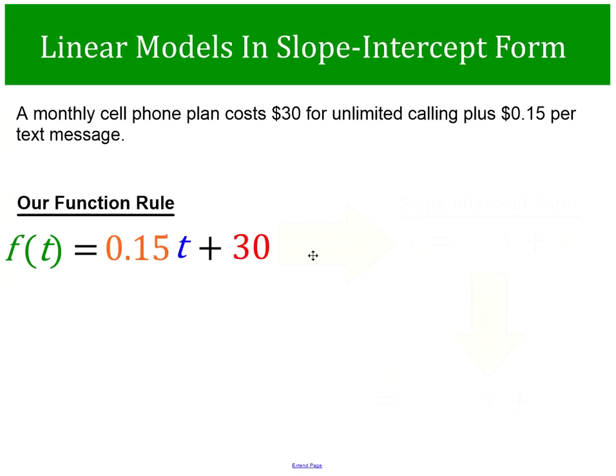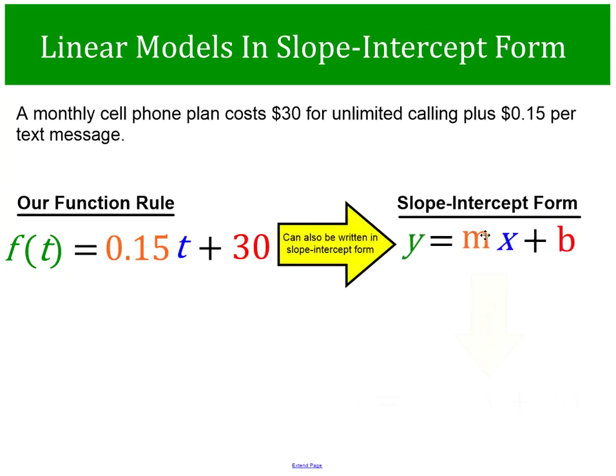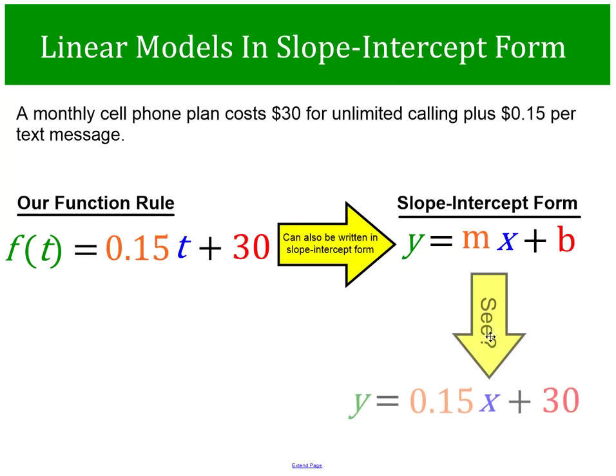Okay, so let's just bring this into context as well for slope-intercept form. That means that this is our function rule. It can also be written in slope-intercept form, y equals mx plus b. See, y is equal to 0.15x plus 30. You can use this for graphing. If you want to think about graphing being an equation with an x and y, you can graph a function that's in this function rule notation as well.